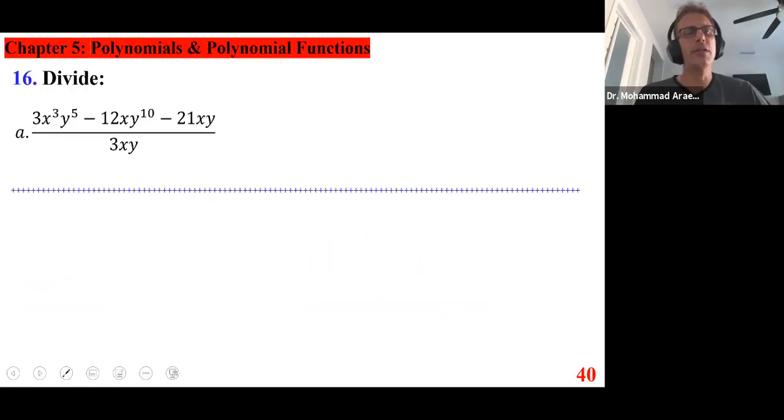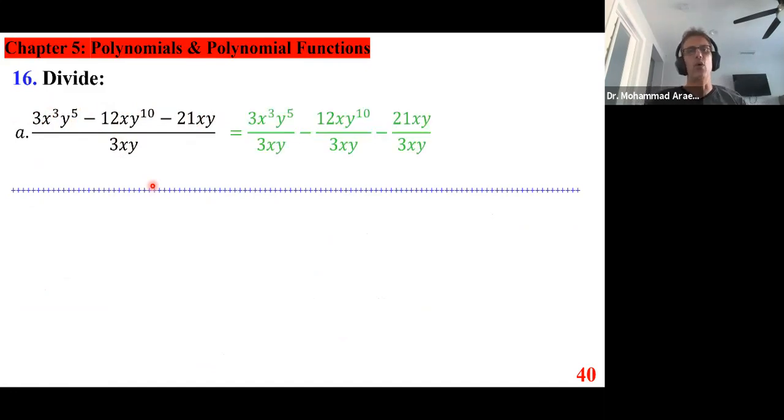Division. We want to divide those, and anytime we have one term in the denominator, then we cut this into so many fractions. Because the numerator has 3 terms, we cut it into 3 fractions. And we do this one by one. I hope you see that the 3 cancels each other. So we end up with x squared y to the power of 4. That would be the first one.